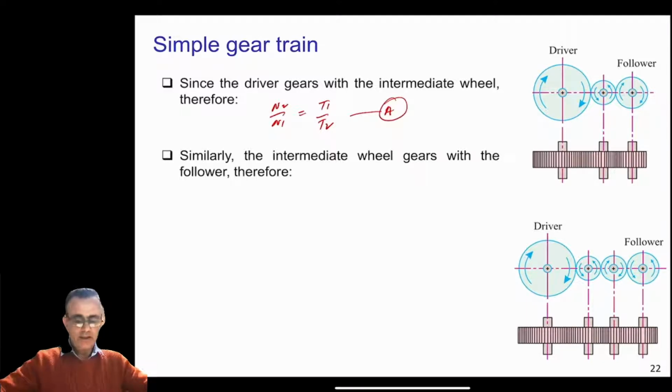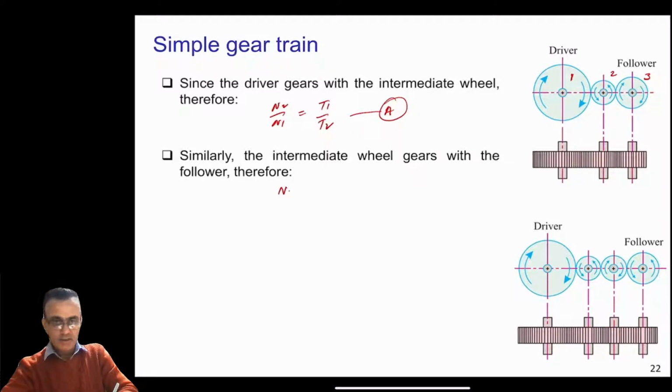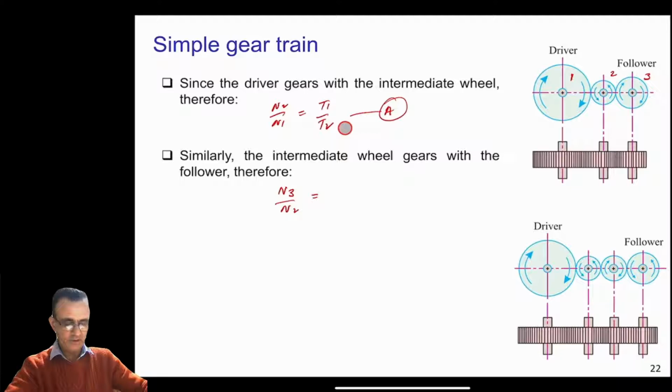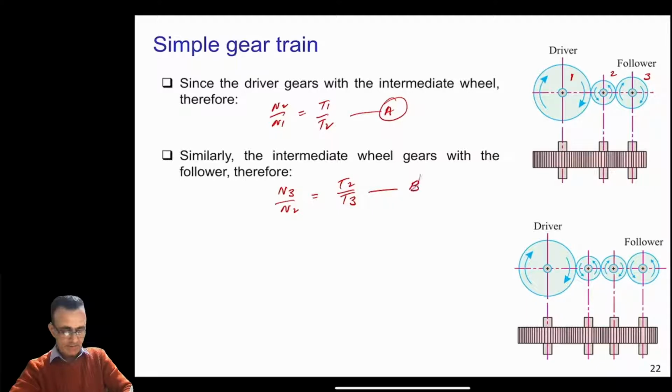And now similarly, this is 1, this is 2, and this is 3. If you consider 2 as a driver, then 3 is a follower here. So now we can write another equation for these two gears. It will be N3 divided by N2 equal to, similar to the previous equation, T2 divided by T3. And this is our equation B here.